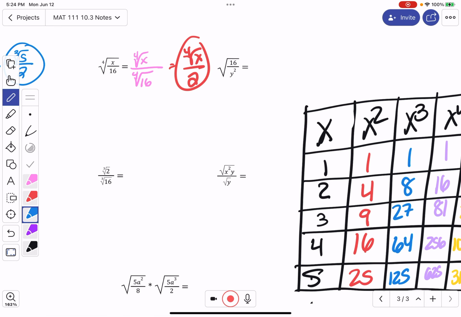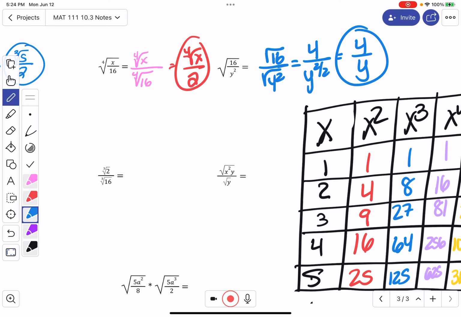All right, let's do this next one. Root 16 over root y squared. Square root of 16 is 4. Square root of y squared is like saying 2 over 2, which equals 1. So we have 4 over y.